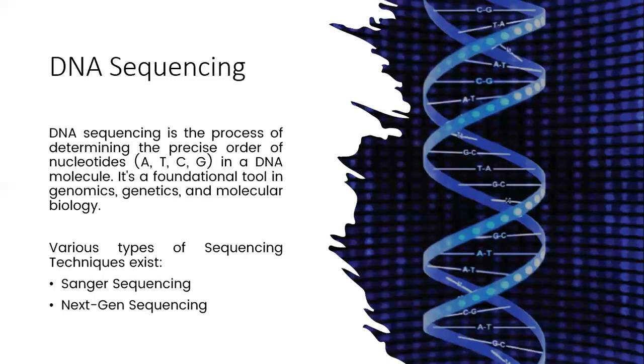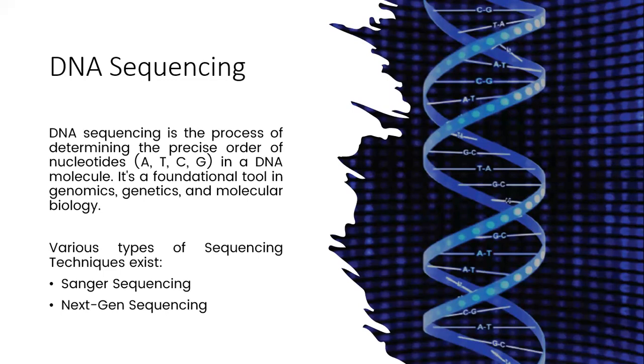So now we'll go into DNA sequencing. DNA sequencing is the process of determining the precise order of nucleotides in a DNA molecule. So it's a foundational tool in genomics, genetics, and molecular biology. And there are various types of sequencing techniques that exist. So there is Sanger sequencing and there's next-gen sequencing.